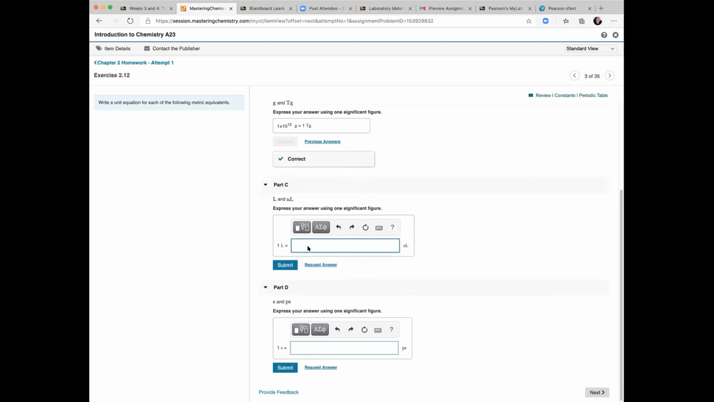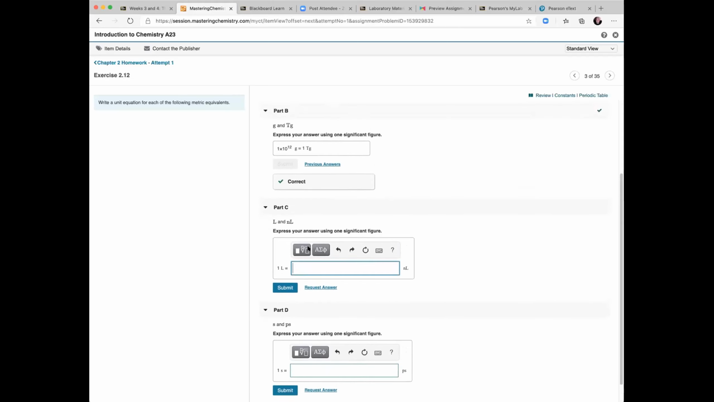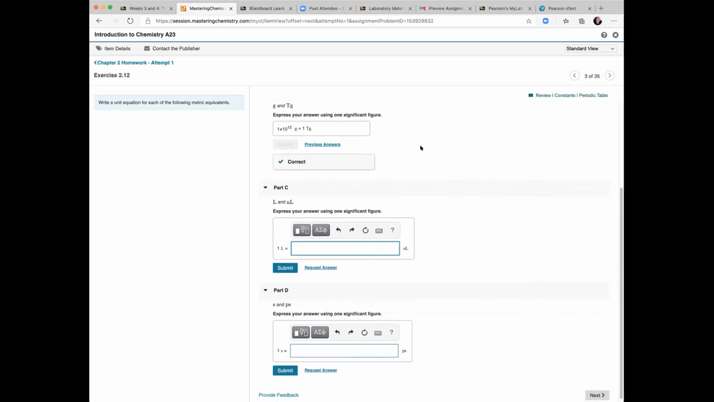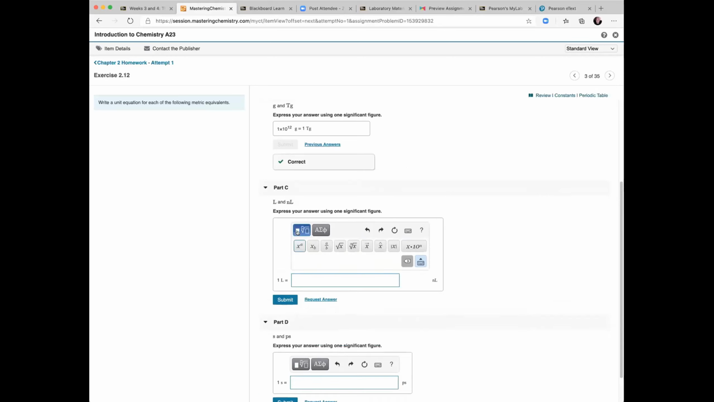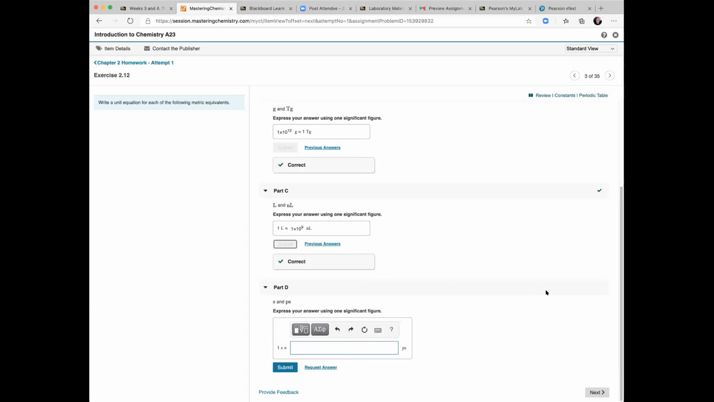So let's see. One liter, what was it? 10 to the negative 9. If these were the nanoliters, then this would be negative, but because it's the liter, there's gonna be many nanoliters in 1 liter. So we're gonna choose that and say 1 times 10 to the 9th, not to the negative 9, and submit that answer. I know this can get confusing, so just practice and hopefully it will become second nature.